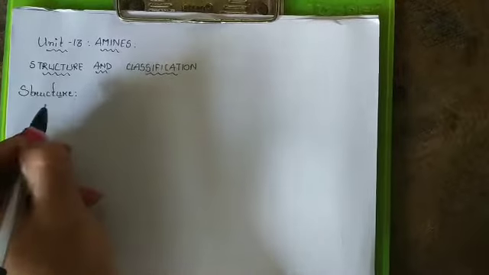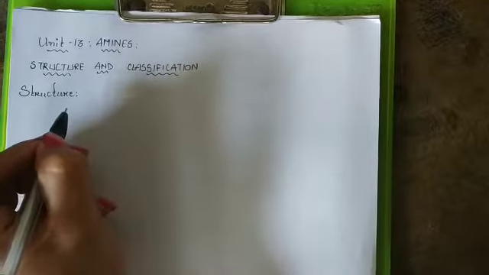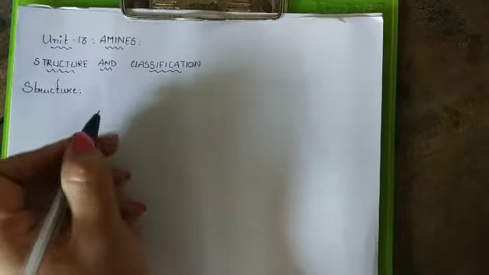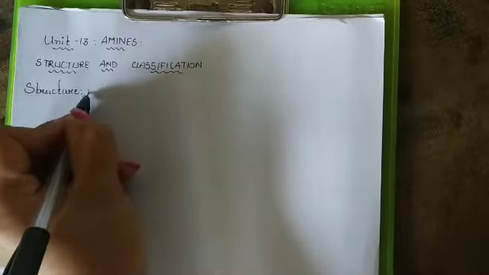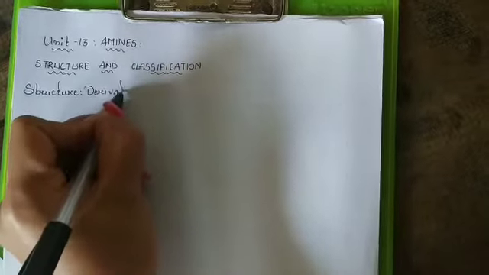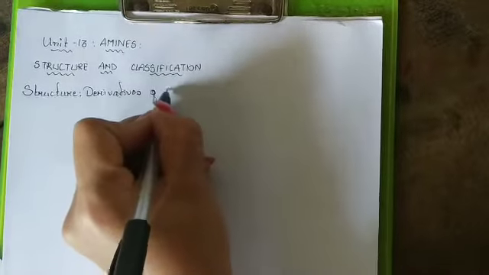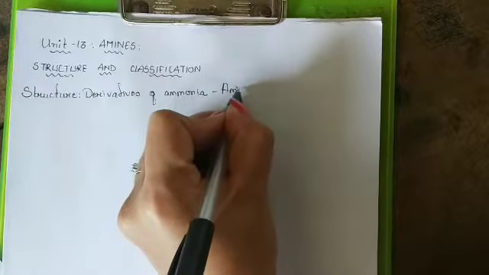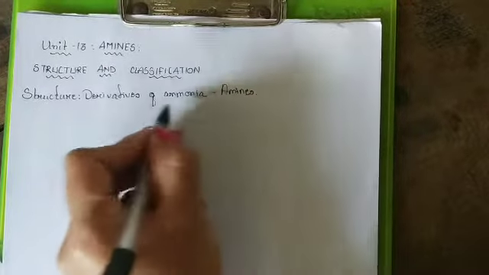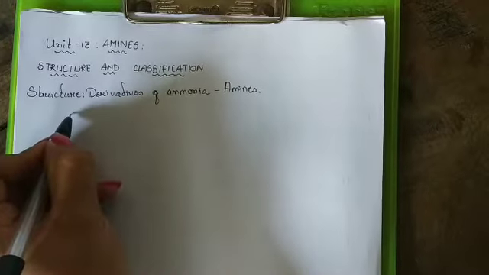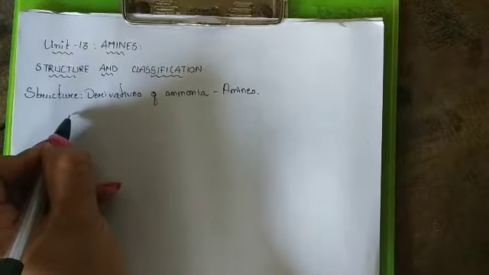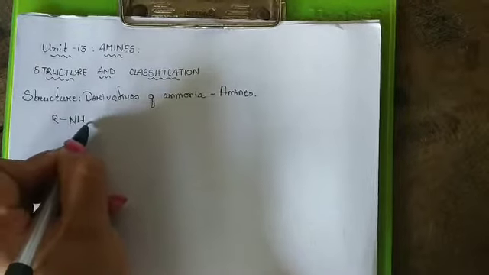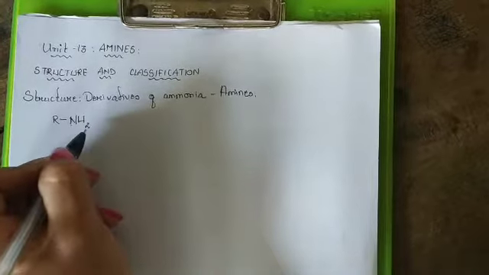Now in the structure of amines, the most important point is that amines are derivatives of ammonia. Now in amines, like in ammonia, the central atom is nitrogen. Now here the central atom is nitrogen.